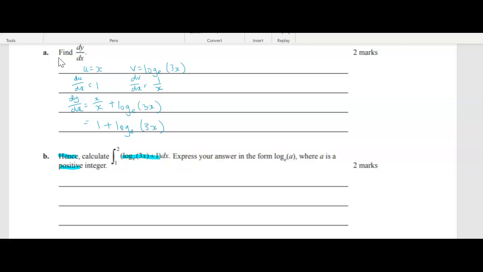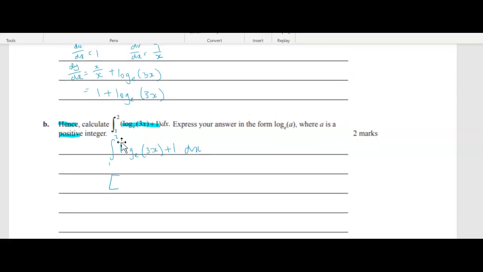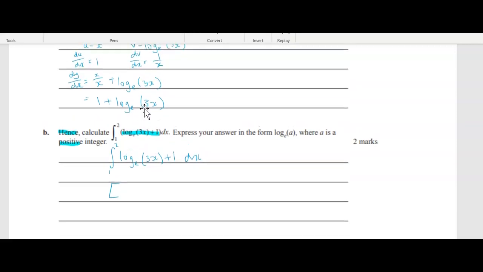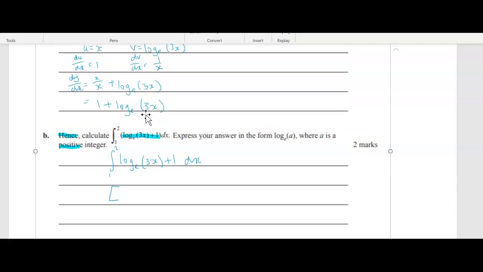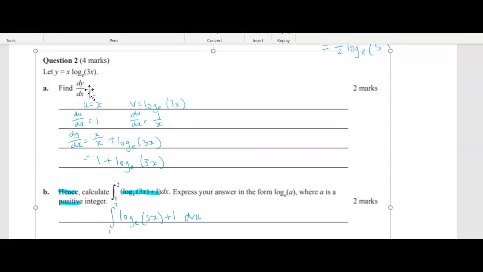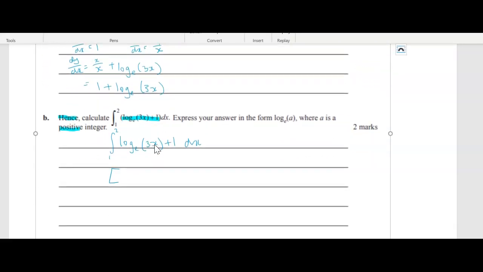Okay, so we're going to find the definite integral from 1 to 2 of log base e 3x plus 1. Make sure you put the dx on the end. So we know that the derivative is 1 plus log e 3x. So the antiderivative of that is our original function, which is x log e 3x.